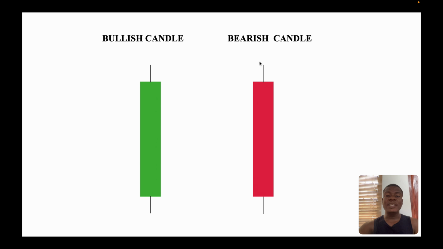Now these two terms are mostly used in the financial space when it comes to crypto, forex, and stocks. Bullish candle represents buyers and then bearish candle represents sellers. So you need to take note of these key terms.